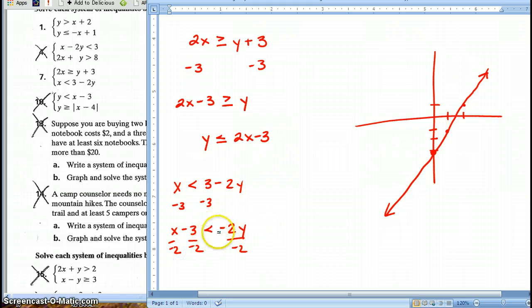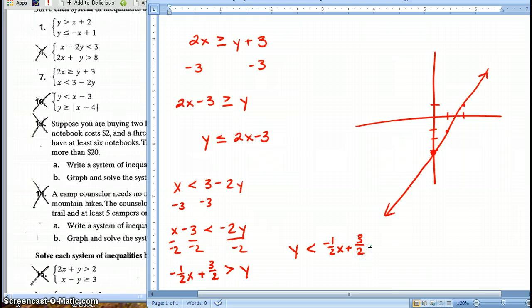And what happens is we're dividing by a negative number, so that sign is going to flip. So this would be negative 1/2 x, a positive 3/2. The sign has to flip. And just like we said in our first equation, typically you put the y on the left, so y is less than negative 1/2 x plus 3/2.